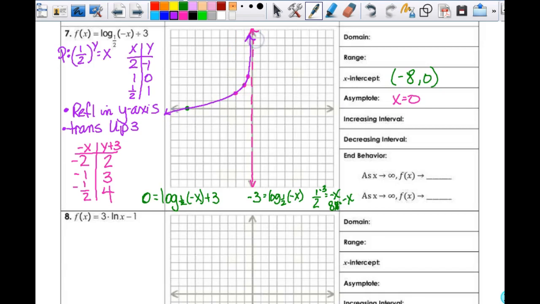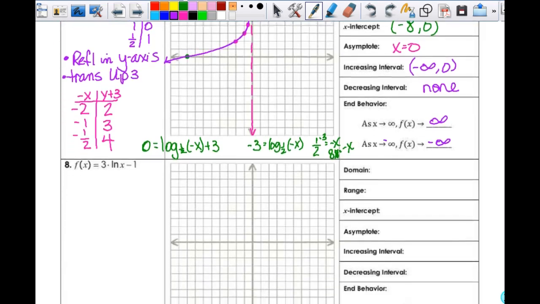Something like that. What's my domain on this one? Good. Negative infinity to 0. My range is still negative infinity to infinity. It's increasing from negative infinity to 0, and it's not decreasing at all. As x approaches 0, f of x approaches infinity. And as x approaches negative infinity, f of x approaches negative infinity. Okay? Everybody okay with all that? Any questions at all? All right.